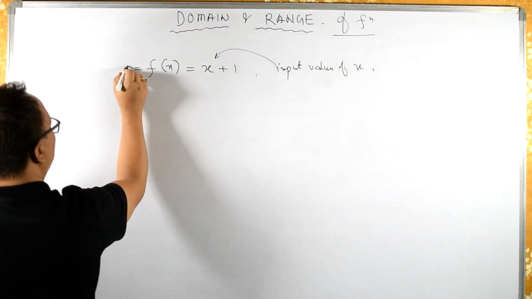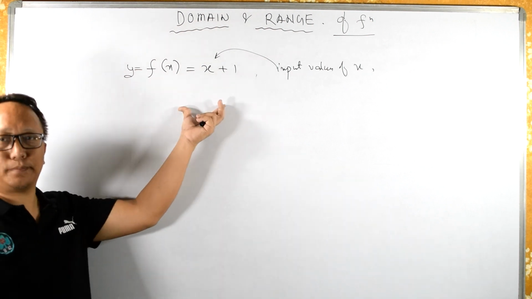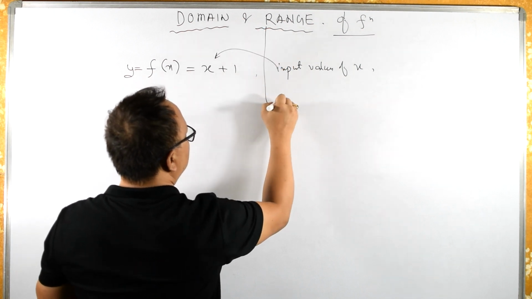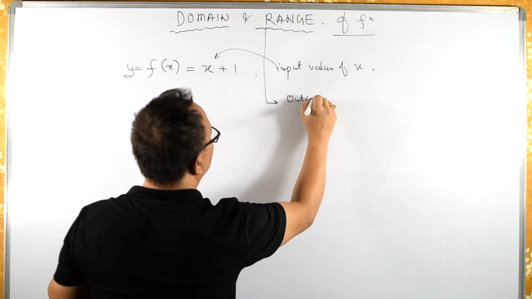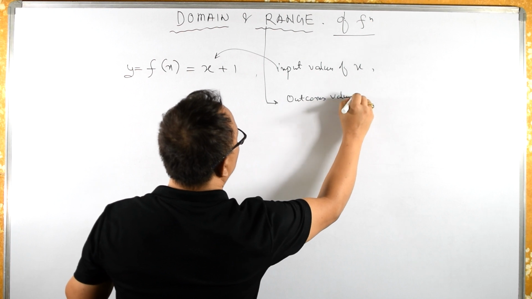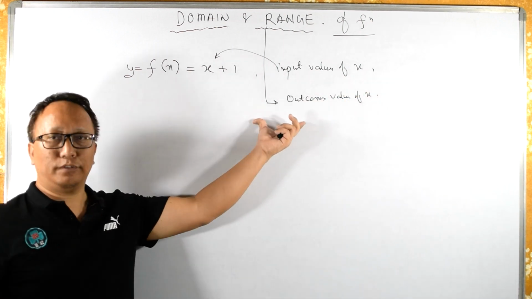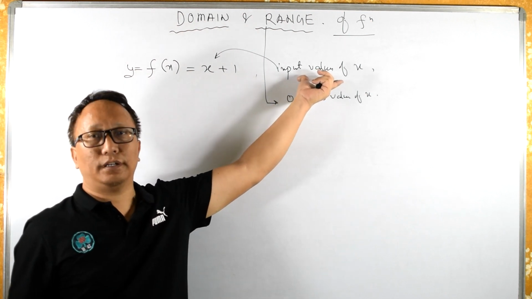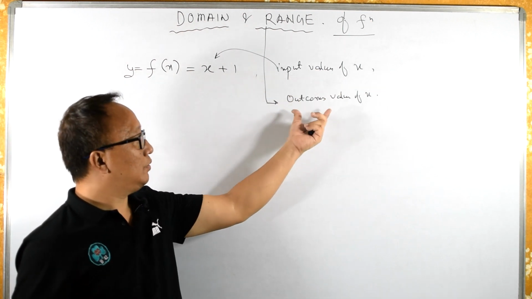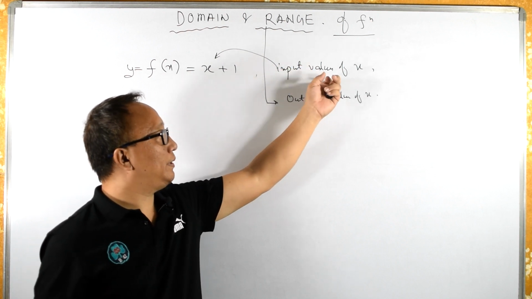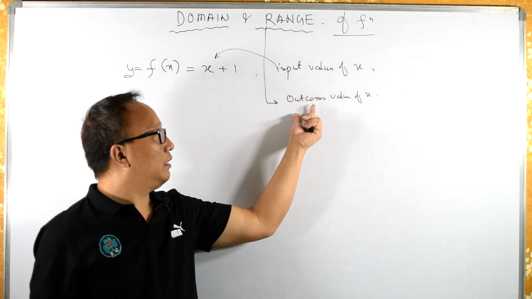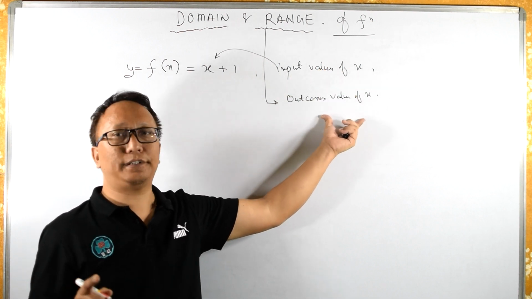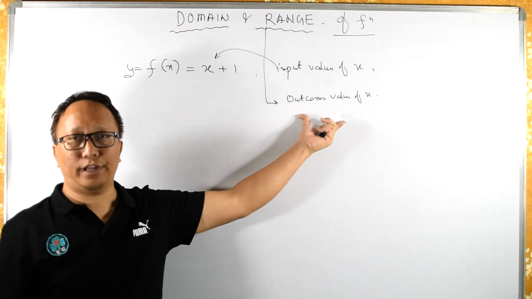Let's say this is equal to y. y = f(x) = x + 1. So all outcome values. Now what is range? Range is all outcome values, but it should be a valid number. It should not be, for example, infinity or minus infinity. So whether it is input values of x or outcome values, those values should give a valid value.